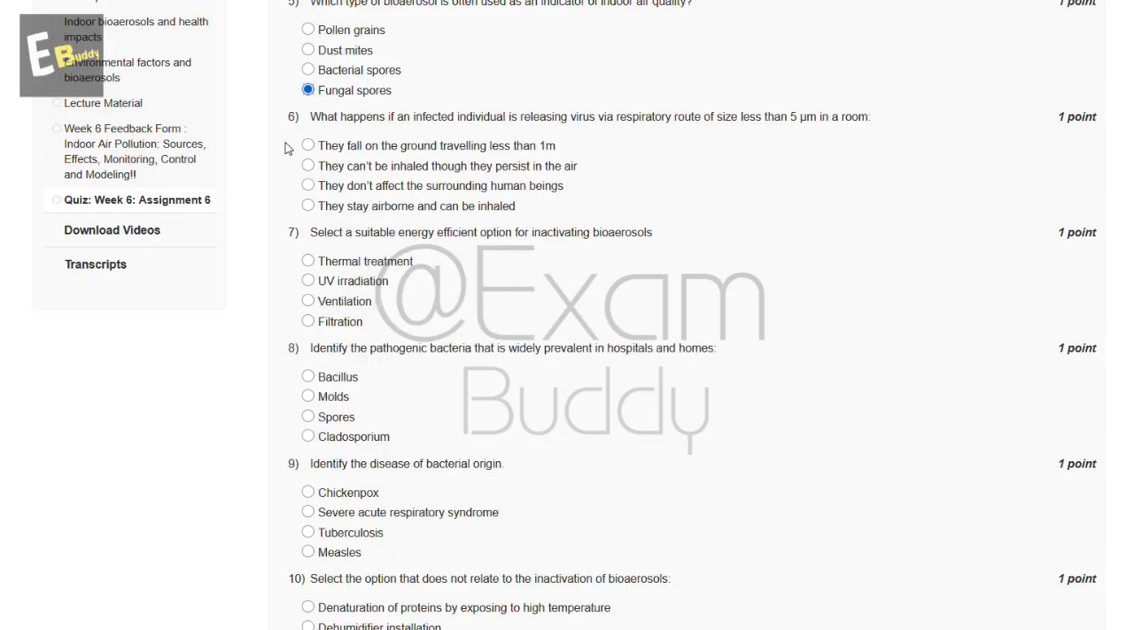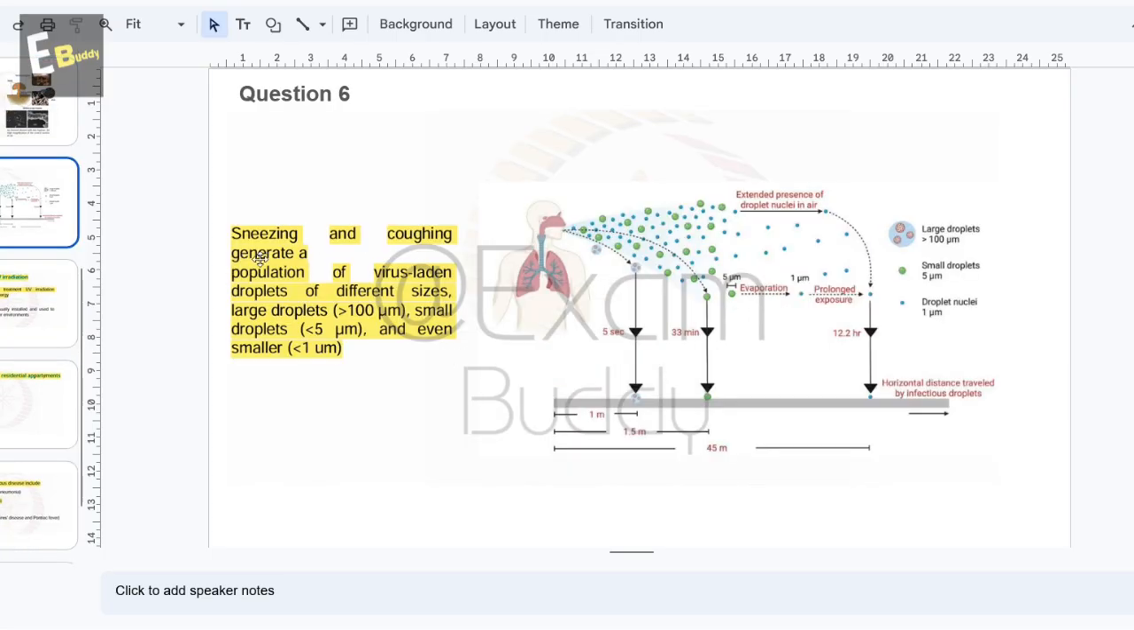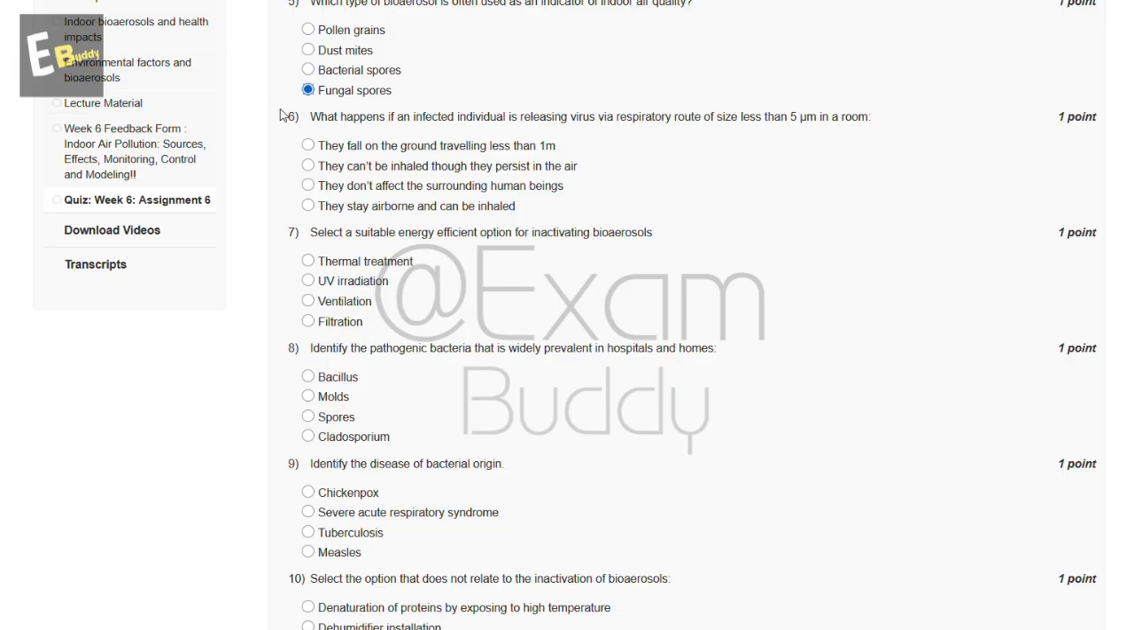Now, the sixth question is what happens if an infected individual is releasing virus via respiratory route of size less than 5 micrometer in a room? So these are the options, and let's check the answer of our sixth question. So question sixth, sneezing and coughing generate a population of virus-laden droplets of different sizes: large droplets greater than 100 micrometer, small droplets less than 5 micrometer, and even smaller, less than 1 micrometer. So the answer of our sixth question is D.